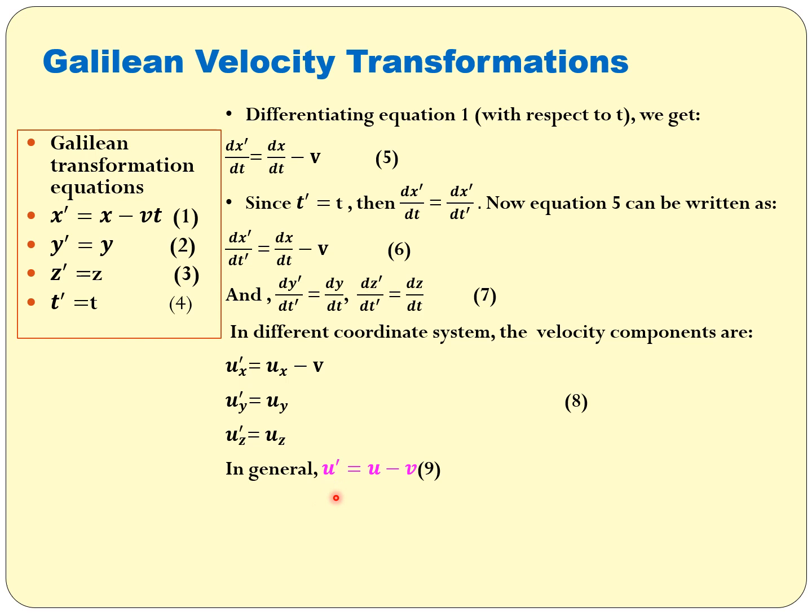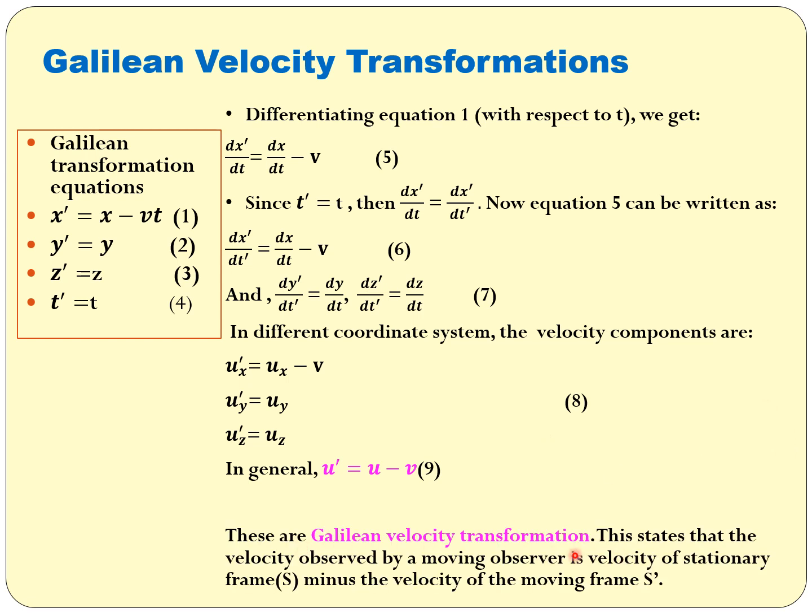Generally we can write u prime equal to u minus v. So u prime is the velocity in the moving frame, u is the velocity of the object in the rest frame, and v is the uniform velocity of the frame of reference. These are the Galilean velocity transformation equations, and they give us the relation between the primed velocity and the non-primed velocity. Primed means the velocity in the moving frame, relative to the velocity in the stationary frame.